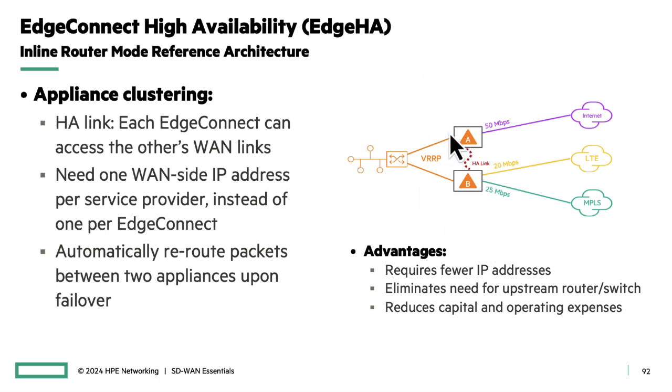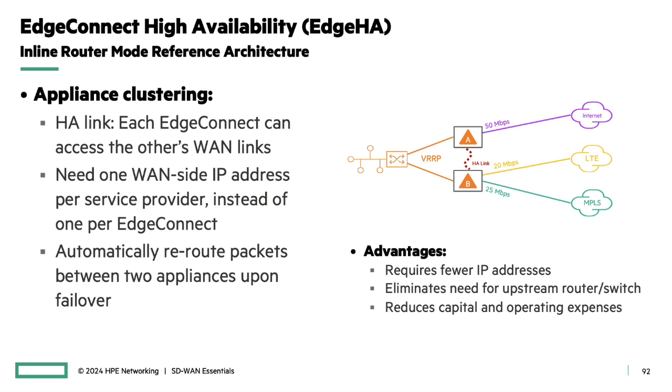VRRP, BGP, or OSPF on the LAN side allows the 2 EdgeConnect appliances to work in an active-passive mode. If one EdgeConnect fails on the WAN side, it still has full access to the other HA peer's WAN side interfaces. Now the goal here is not maximum redundancy. It's redundancy with cost reduction.